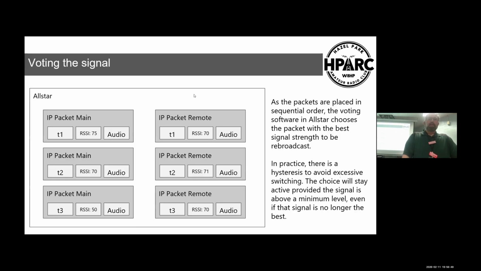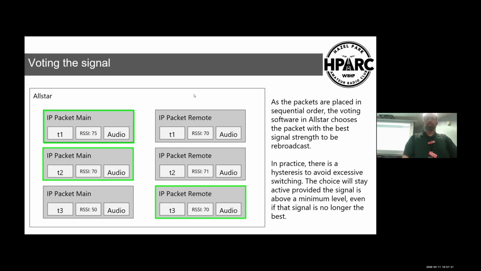So once you have all of these packets coming in, how do you determine which one's the best? First, Allstar will put all of them in sequential order and then go through and choose the packet with the best signal strength to be rebroadcast. However, to keep the audio from bouncing back and forth between different streams, there is a minimum level. So it'll pick whatever signal is the strongest at first, and it'll lock onto that signal as long as that signal strength is above a certain threshold.